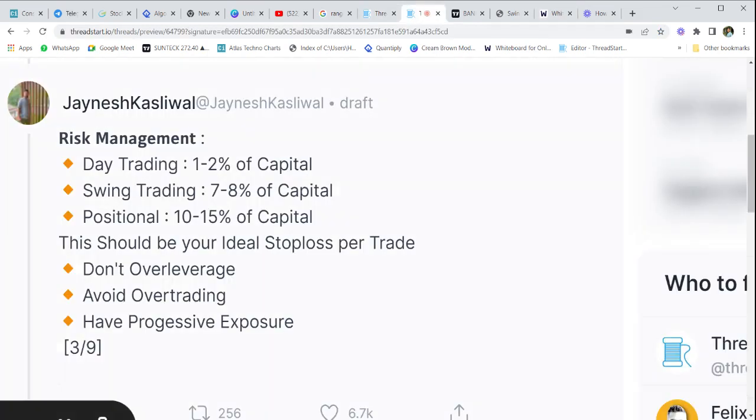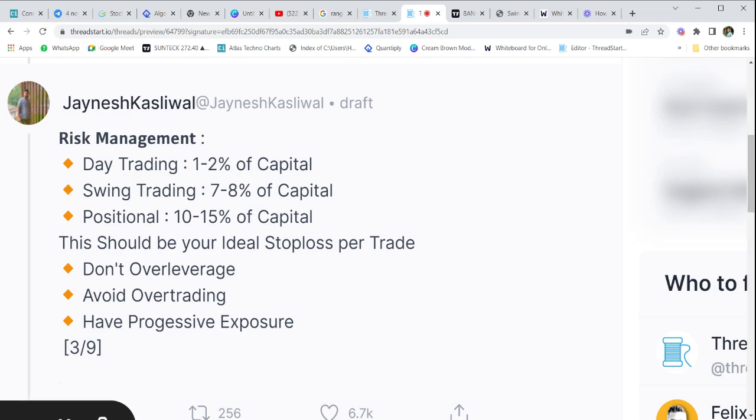Now for swing traders, on any given stock you should not be putting more than, first of all, 10 to 15% of your capital, so that even if the stock falls and you do not follow SL, you're not going to lose much. But following SL is one of the most important parts of risk management, and you should not be keeping a stop loss of more than 7 to 8% on the deployed capital, so that you're not going to lose much.